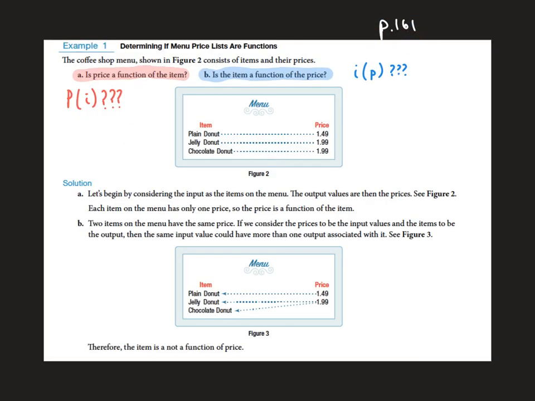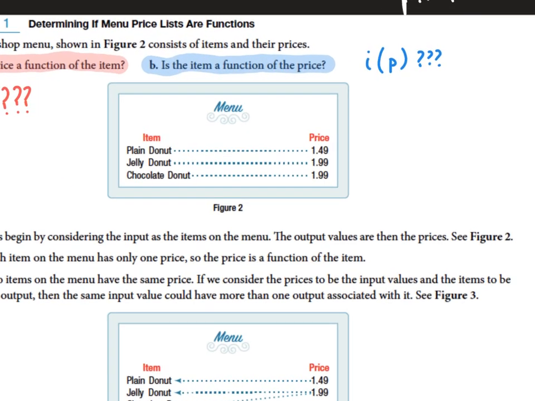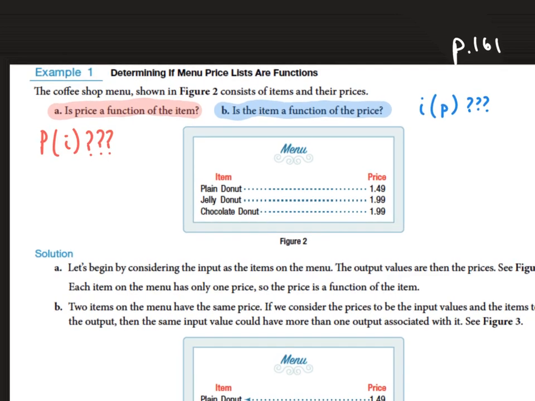If you want to see it, look at page 161. I thought this was a pretty interesting example of a function in real life, not really in mathy terms. What they're looking at here is a coffee shop menu, just a real simple menu, an item and then the price of that item. So they're asking, is price a function of the item? If I think of the item as my input, is the price a function of that? If I say, hey, I want a plain donut, they would tell me that costs $1.49.